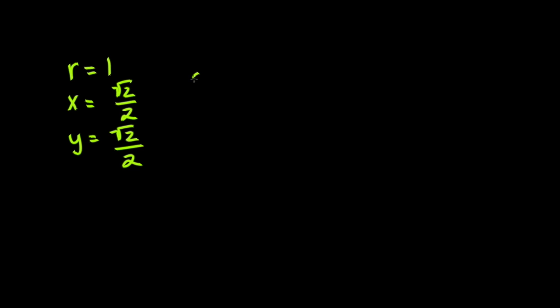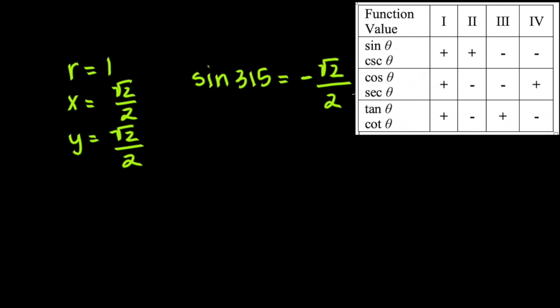So the sine of 315 degrees equals negative square root of 2 divided by 2. The reason why this is negative is because if we look at our positive and negative chart, we can see that in the fourth quadrant, sine is going to be negative. We know that we are in the fourth quadrant because 315 degrees is in the fourth quadrant.